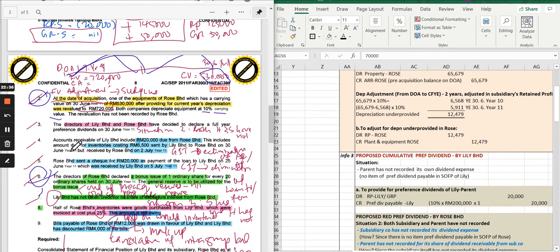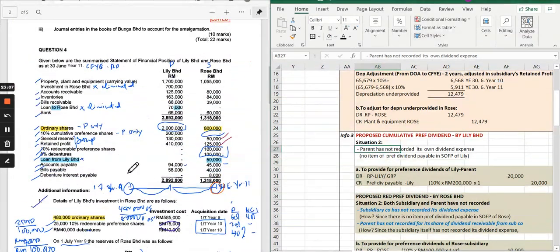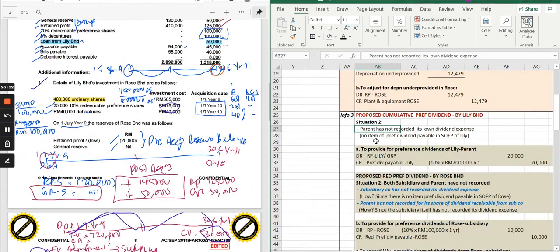So number 3 here is on the proposal for the cumulative preference shares by Lily as well as by Rose. So as I mentioned, you need to look at which situation. And here is the situation where both holding and subsidiary has not recorded. And this is the case where when they have not recorded, this is situation 2. Parent has not recorded its own dividend and expense. How do you know? Because you are informed here. And there are also no dividend item under the section of the liability that relates to the parent. Right. So go and record that dividend.